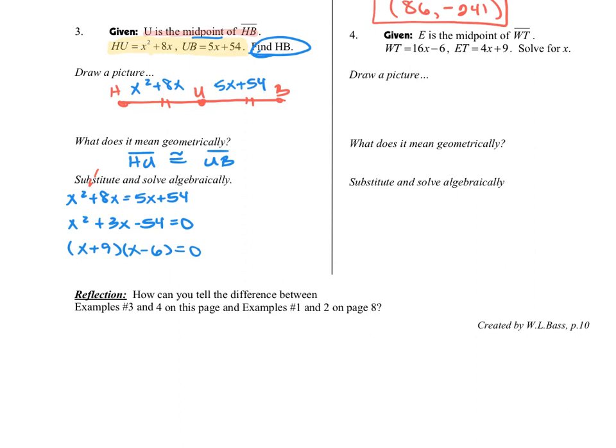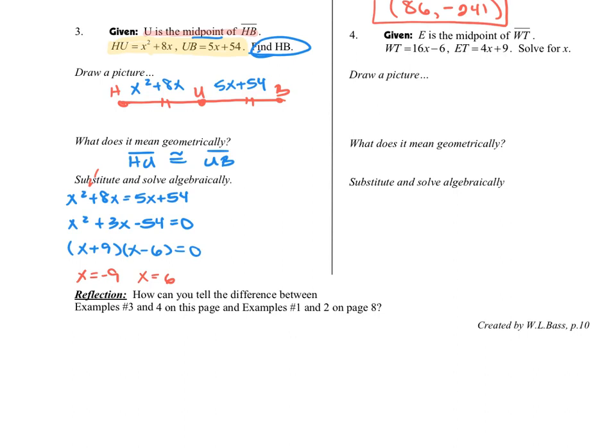Our zero product property says that one of these factors, or possibly both, has to equal 0. So mentally, I'm setting this factor equal to 0, thinking x plus 9 equals 0. That means that x equals negative 9, and then the other factor means that x equals 6. This means that I have two potential answers for my problem.